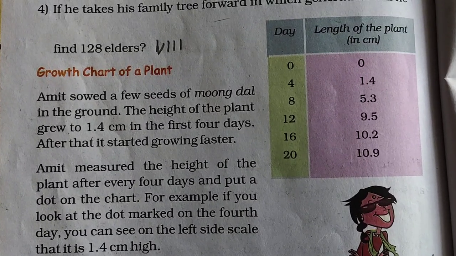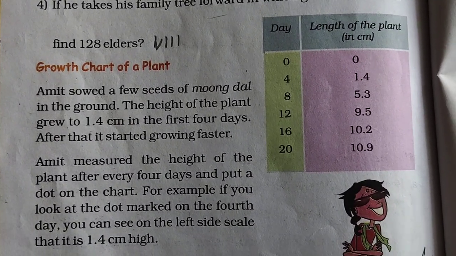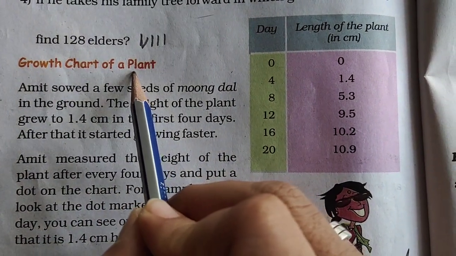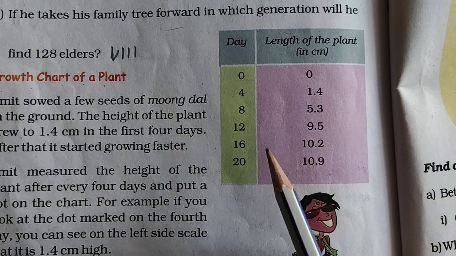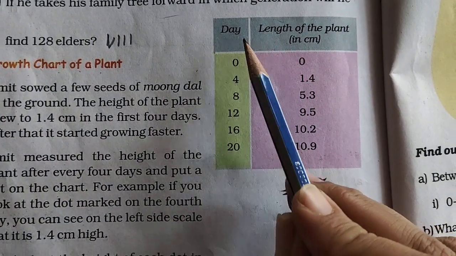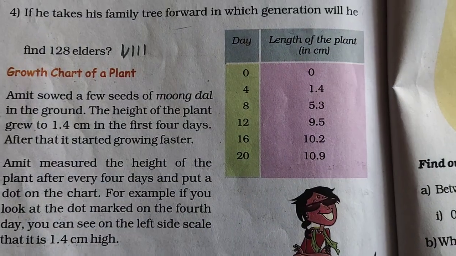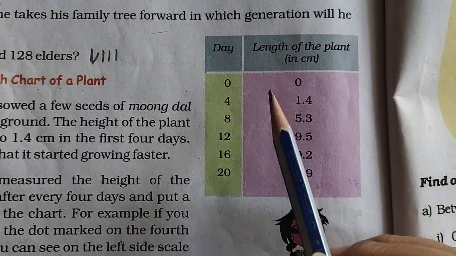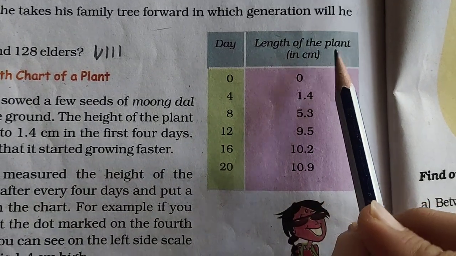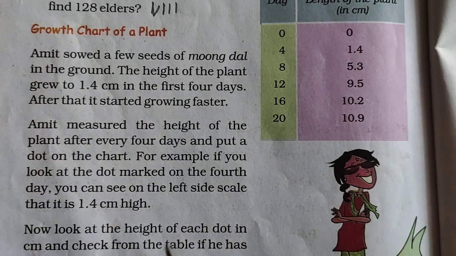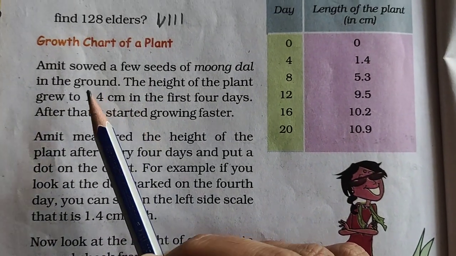Here is a growth chart of a plant. A table is given where the data is given to us. Here the days are mentioned and here the length of the plant in centimeters is mentioned. Now let's see what information is given to us.